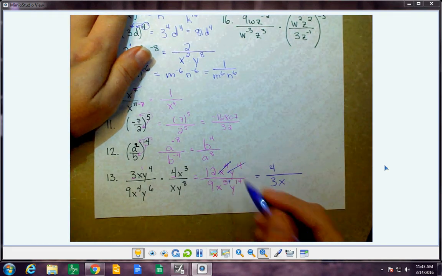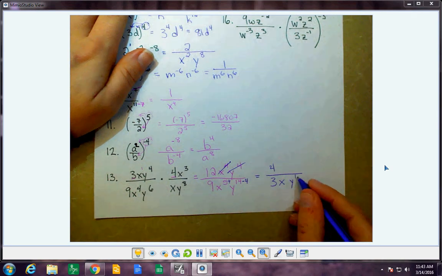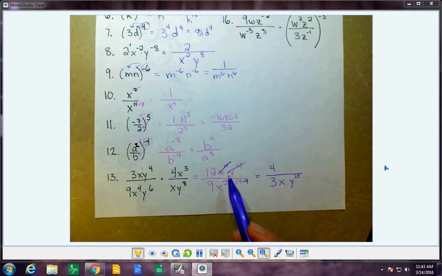And these 4 y's cancel out with 4 of the y's down here, leaving me with 10 y's on the bottom. Again, you can just subtract the numbers, but you're going to get negatives, so after you get negative exponents, you need to move them down to make them positive exponents.